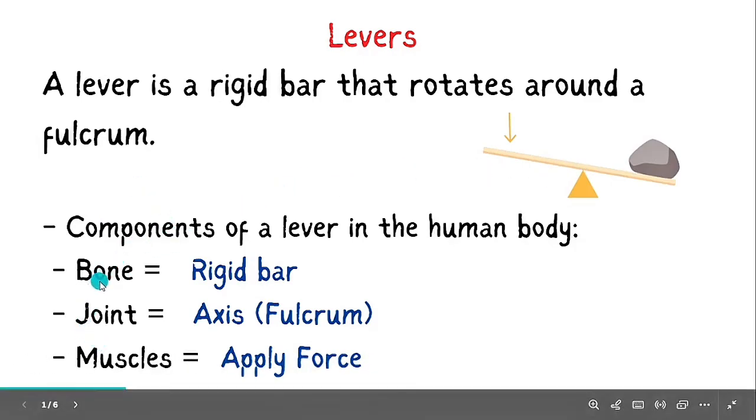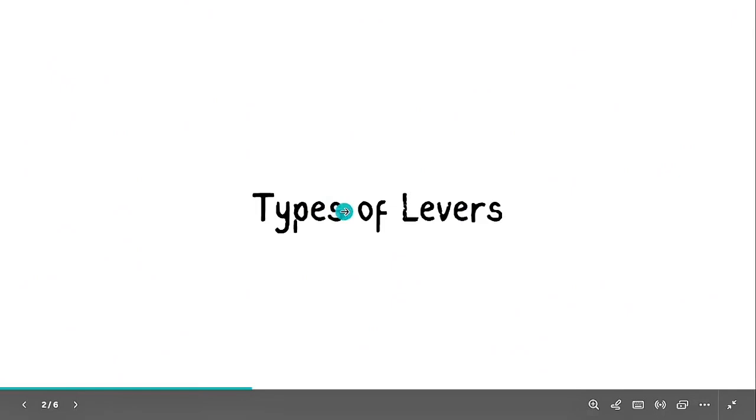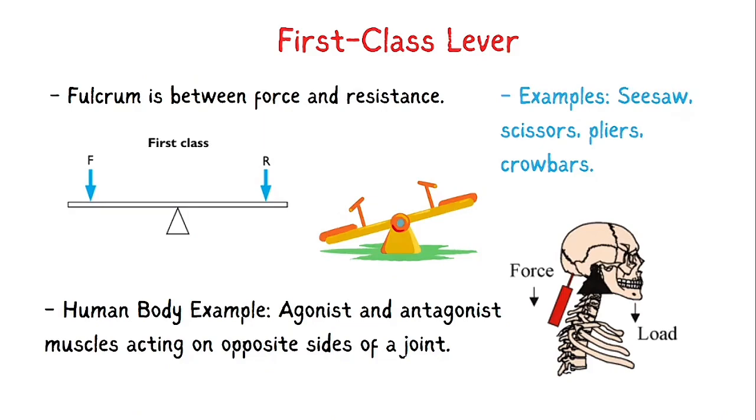We have muscles, we have joints, and we have bone. Bone is the rigid bar, joint is the axis, and muscles apply the force. Types of levers. Now we have three types of levers: first class lever, second class lever, and the third class lever. Let's see first class lever.